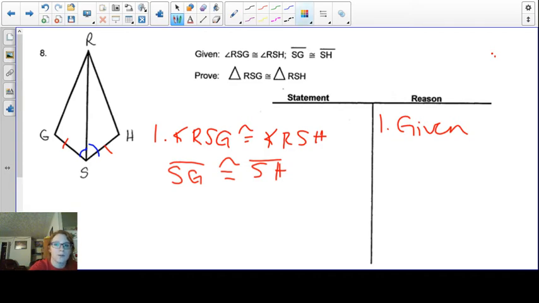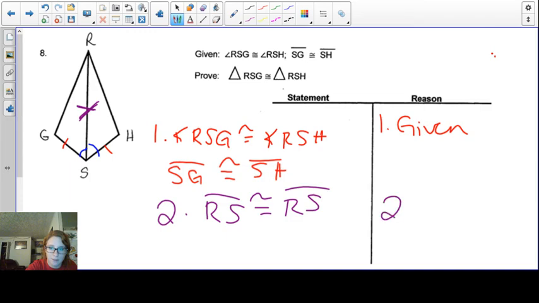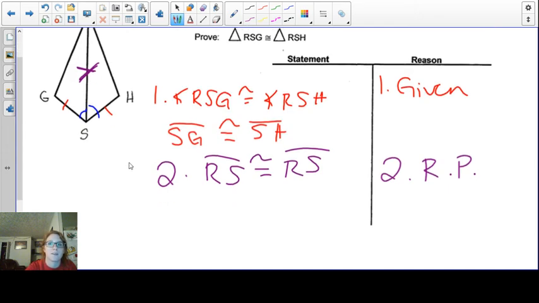So we should have been able to at least get to that step. So I need a side, an angle, and a side. So that means I only need one more thing. I need that other side, which would have to be here in the middle. So it would be my RS. It would have to be congruent to RS. Why? My reflexive property guy. And now I should have enough to do a side, an angle and a side.